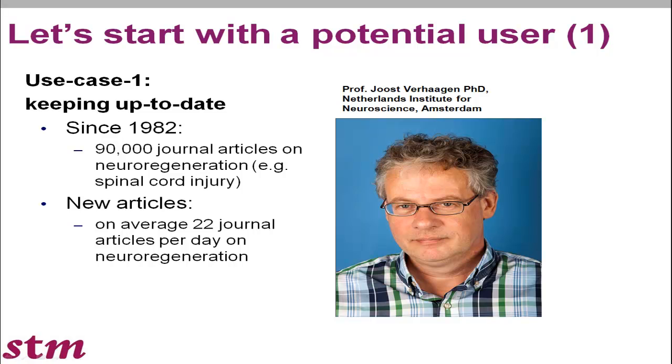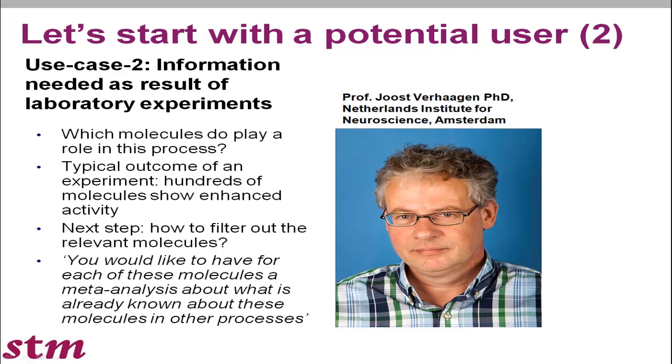Professor Verhagen would very much like to avoid reading all these 22 articles every day, and instead have an easy way to pick out of those articles the things that he really needs to know. For example, which molecules are being tried and tested? What do they tell us? He said in the interview, you would like to have for each of these molecules a meta-analysis about what is already known about them. But of course, he's looking at a vast volume of 90,000 articles.